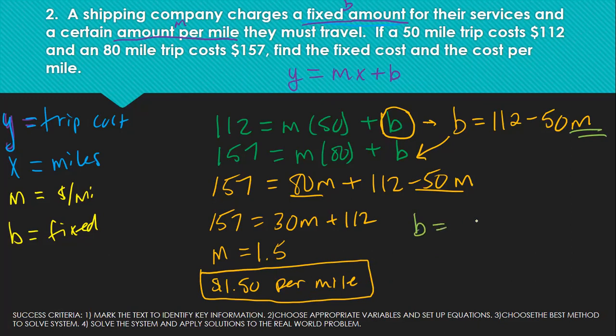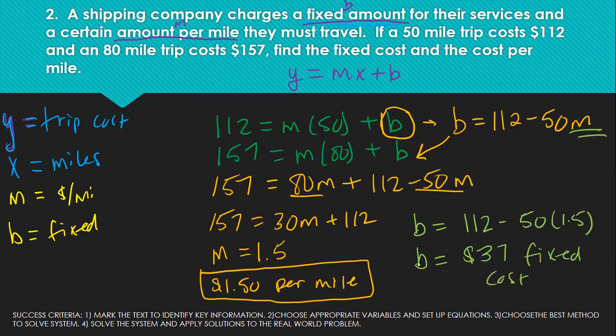So B equals 112 minus 50 times 1.5. And what do we get? So what does 37 mean? $37 is the fixed cost.